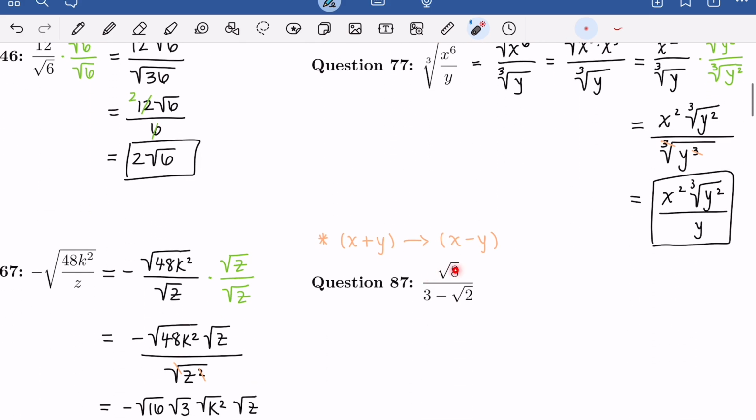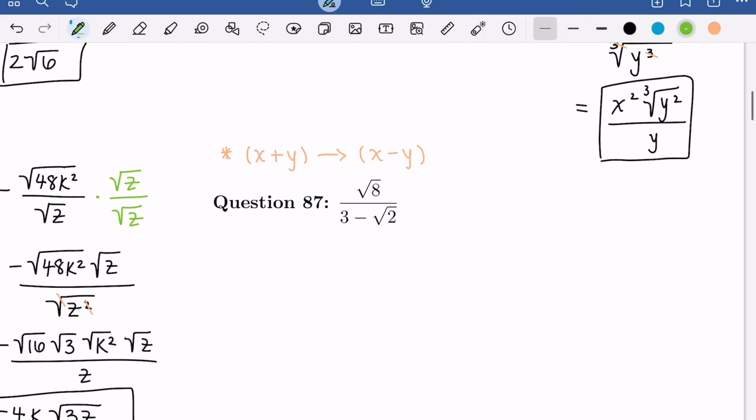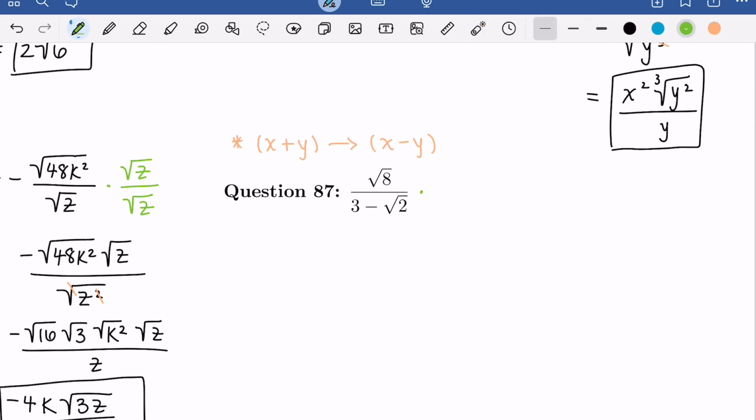So what we're going to want to do is something similar here, because when we multiply by the conjugate, that gives us an indication that we're going to get rid of radical expressions. So let's do that in this case. The conjugate of 3 minus root 2 then would be 3 plus root 2. So from here, we're going to have to FOIL this.